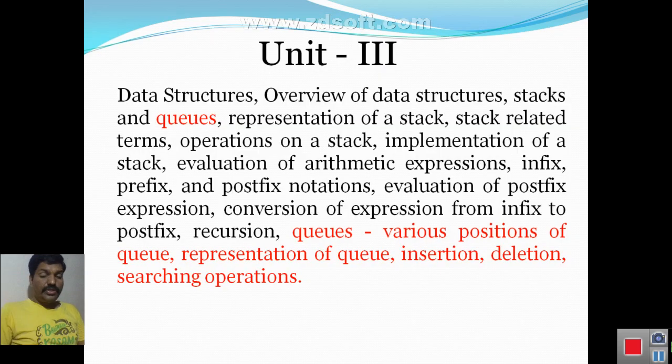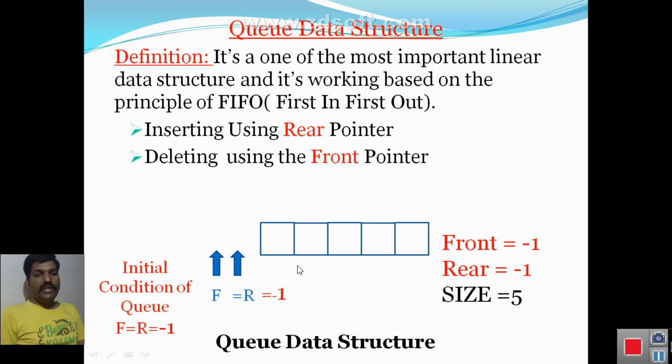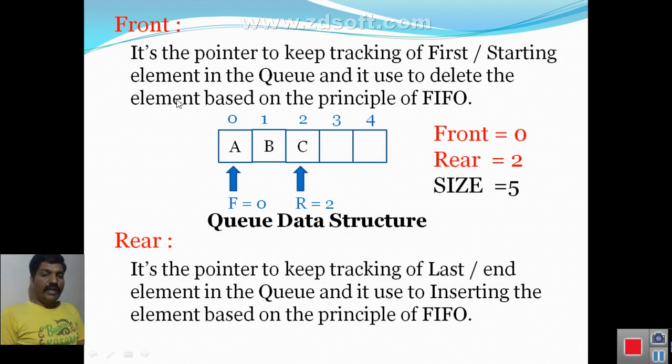So in this unit number 3, we saw the queue, its position, representation of the queue, insertion, deletion, and searching operations. We saw the definition, the queue data structure, terminology, example, program, and application of the queue. For the data structure, I indicated the initial position front equal to rear equal to -1. For insertion, the rear pointer; for deleting, the front pointer. Then the list of terminology: 7 terminologies are there, 2 pointers, 2 conditions and 3 operations. Then the front pointer example and rear pointer example.